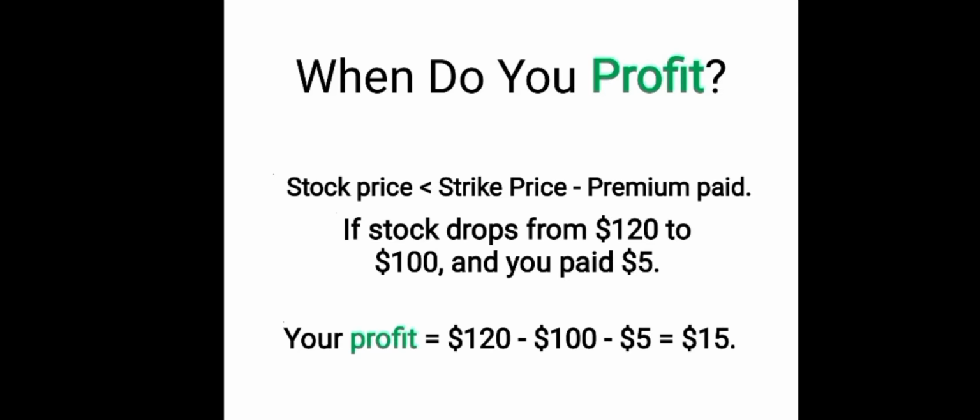When do we make profit from this put option contract? If the stock price, the phone price, is less than the strike price minus the premium we paid. So if the stock or the phone price drops from $120 to, let's say, $100, and we also paid $5 for the insurance, our profit will be $120 minus the $100 today's price, minus the $5 insurance price, the premium we paid, equal to $15, and that's our profit.